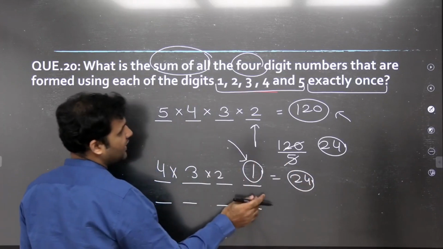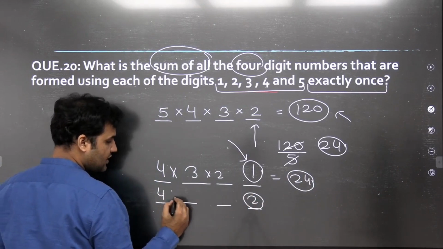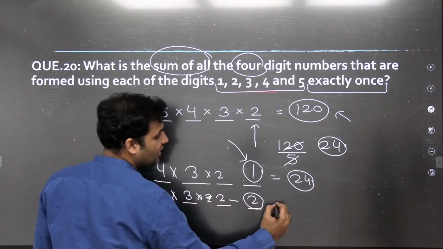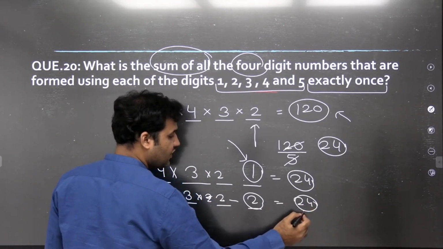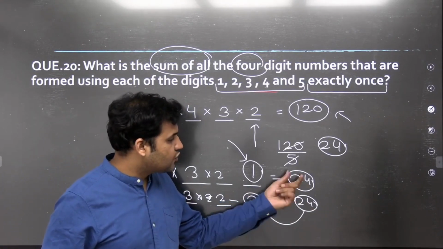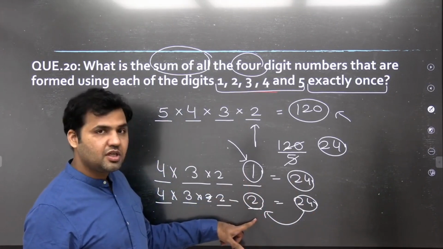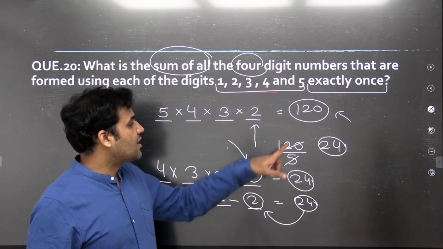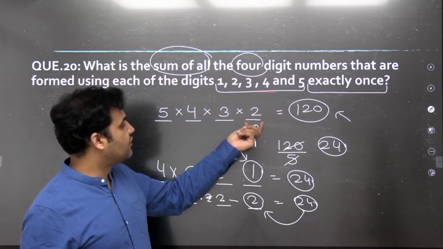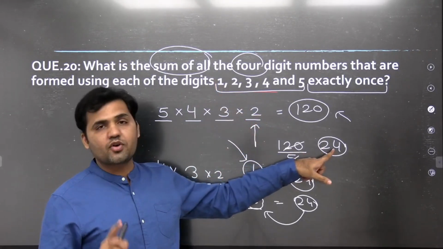Similarly, if I place the digit 2 at the unit position, this place can be filled in 4 ways, this place can be filled in 3, this place can be filled in 2 ways, right? So again, I get 24 more numbers with 2 at its unit digit. Similarly, these 24 numbers will appear 5 times once you place 3, 4 and 5 over here. That means out of 120 numbers, at every place of this 4-digit number, each digit is being used 24 times.